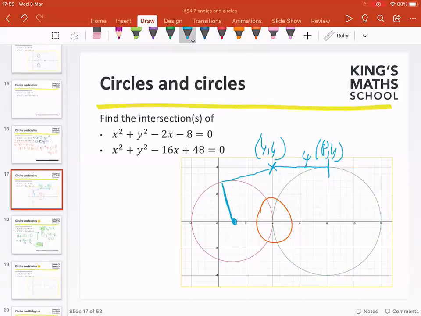Now, that's a radius, so we know that's 3. Now, what's that? Remember, that's the point 10. So that is length 5 because we've gone up 4 and across 3. So that's 10.